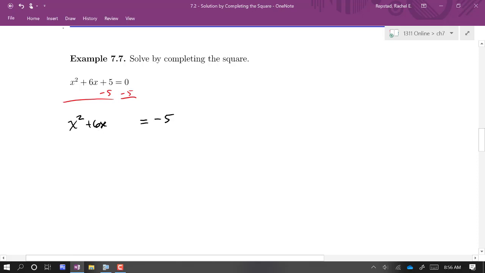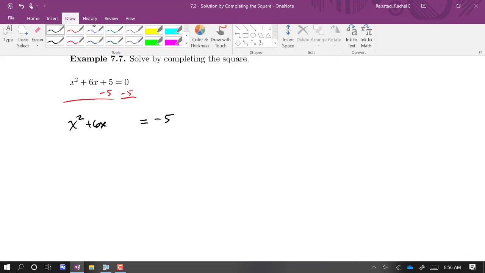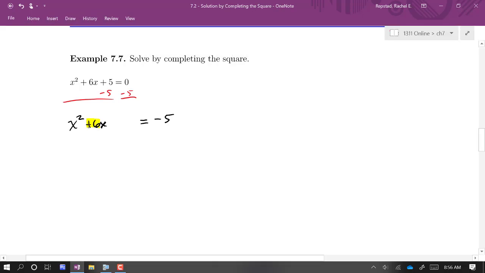And the way that we're going to make that happen is you take a look at this coefficient, also include the sign, so I've got a positive 6. Now what you want to do is cut that in half to get 3, and then square that, and that's what you're going to add to both sides of the equation. So we are going to add 3 squared to both sides. Now, some people like to just square it and say, oh, I'm going to add 9 to both sides, and obviously that's fine to do. 3 squared is equal to 9. I always write it this way because it's going to make my next step, I think, a little bit easier.